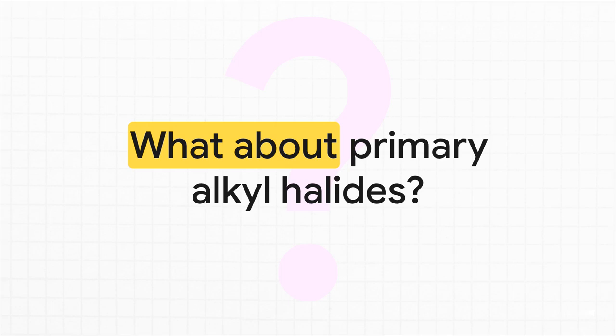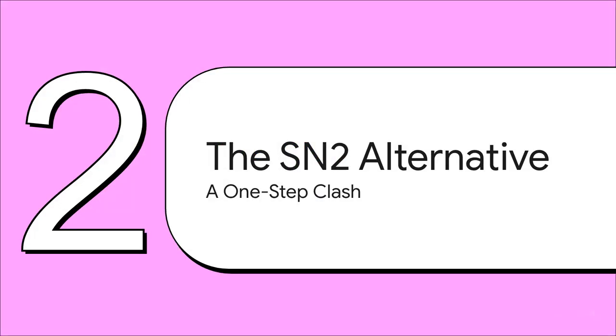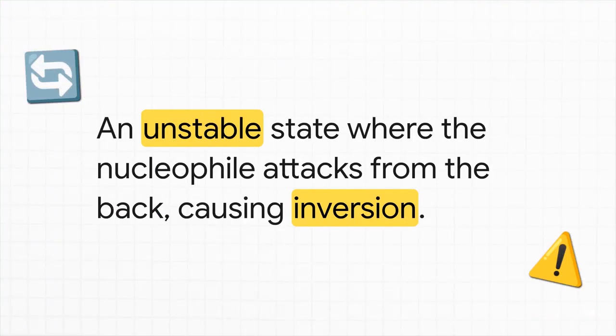If primary alkyl halides are incredibly slow, like practically terrible at the SN1 reaction, what do they do? I mean, they don't just sit there and do nothing, right? Of course not. They just use a completely different playbook. Which brings us to the SN2 alternative, a one-step clash. While tertiary alkyl halides love that two-step SN1 process, primary alkyl halides heavily favor this SN2 reaction.